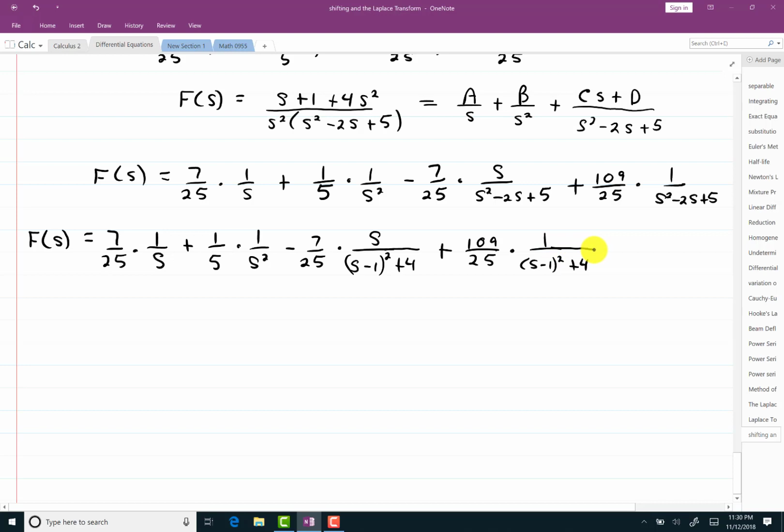I'm almost ready to go, except if you'll recall, the Laplace transform of cosine had an s in the numerator and in the denominator, and then you had k squared. Sine had a k, then s squared and a k squared. So I want to try to mimic that. The only thing, though, is if I have an s up here, I need to match it with an s minus 1 down here.